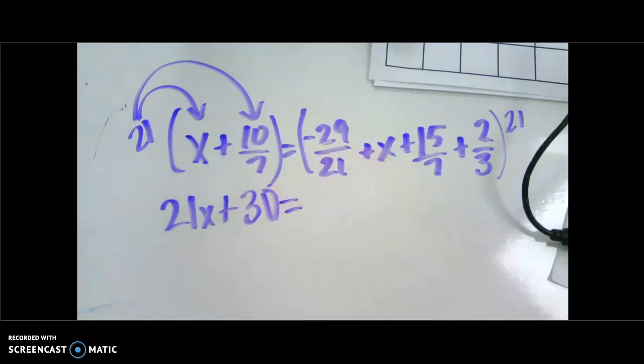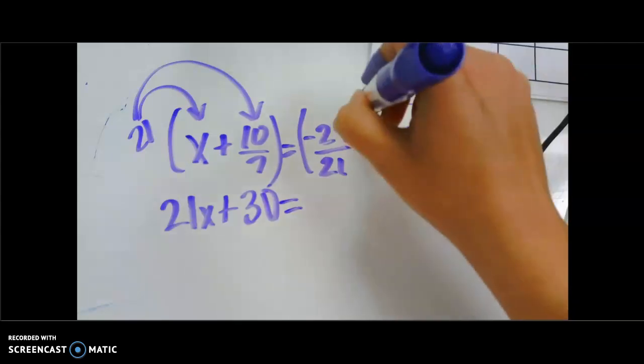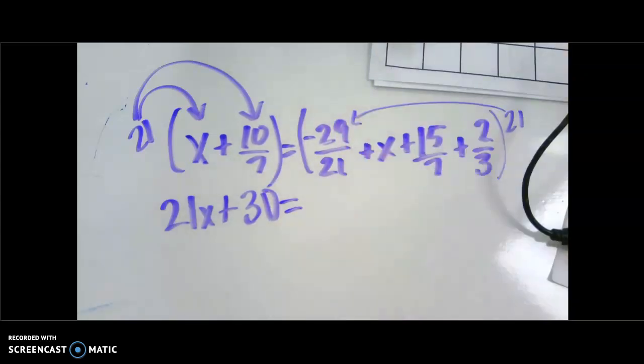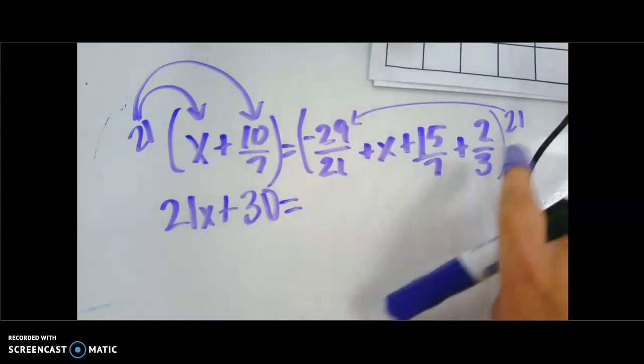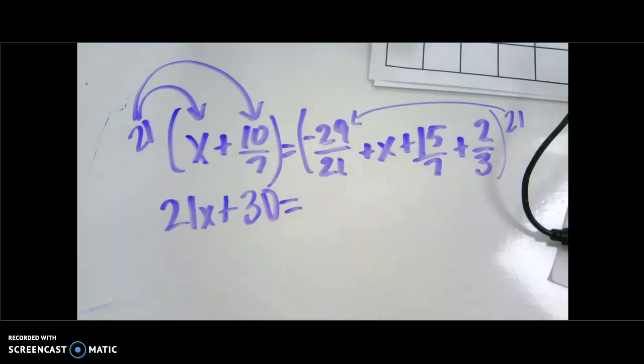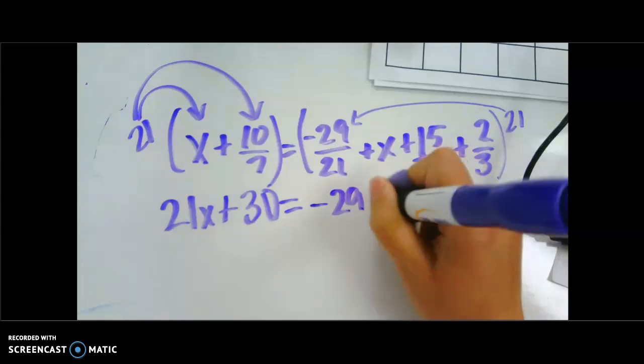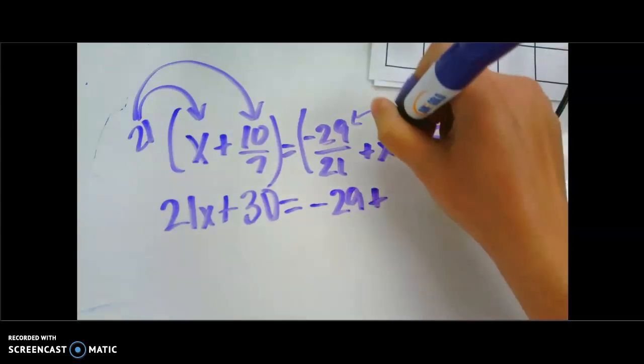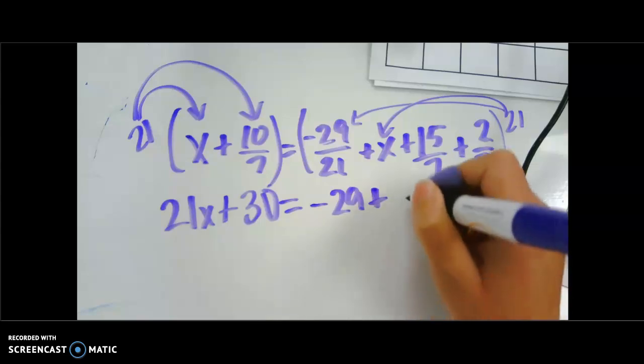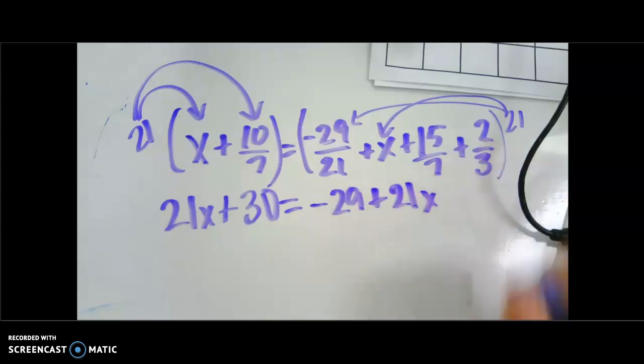And then that is going to equal, and then over here I'm going to take 21 times a negative 29 over 21. The 21s will cancel out, right? They will divide to 1. So I'm going to be left with a negative 29. Plus, I cannot forget that I need to take this 21 times my 1x. So I'm going to now have 21x.